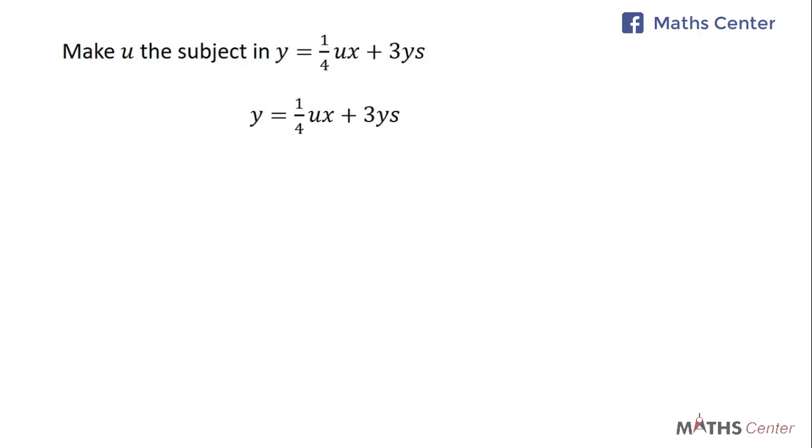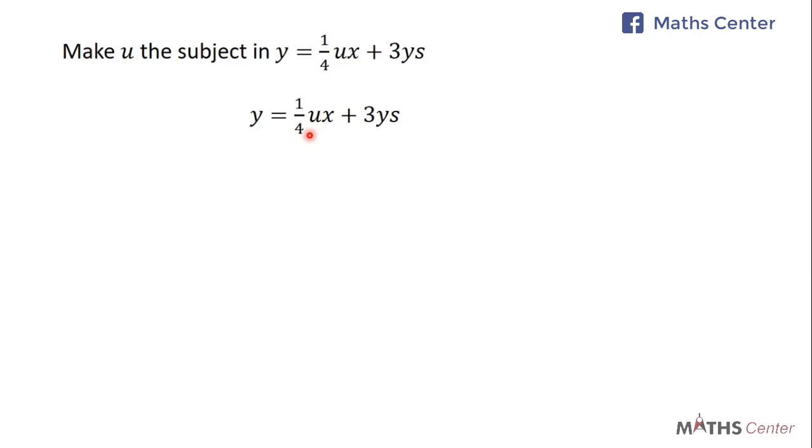So here is our question once again. y is equal to 1 over 4 ux plus 3yx. This equation involves a fraction. The first thing you need to do is to identify the fraction. And the fraction we have here is 1 over 4. The denominator is 4. Since that is the only fraction in the equation, you are going to use its denominator as the LCM. So the LCM we are going to use will be 4.